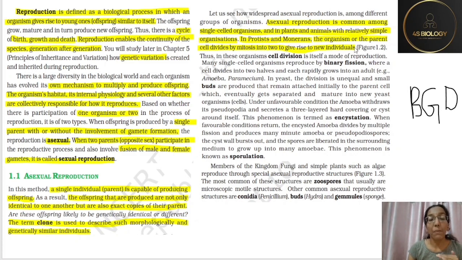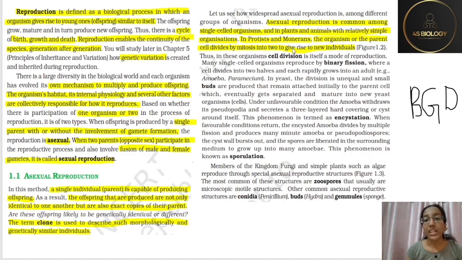ಇದರಲ್ಲಿ ಏನಾಗುತ್ತೆ ಅಂದರೆ the parent cell divides into two using mitosis. Mitosis ಅಂದ್ರೆ equational division. Meiosis ಅಂದ್ರೆ reduction division. ಇವಾಗ parent 2n ಇದ್ದು if mitosis ಆದರೆ ಏನಾಗುತ್ತೆ, offspring ಕೂಡ 2n ಇರುತ್ತೆ. Parent 2n ಇದ್ದು meiosis ಆದರೆ offspring will be n. So meiosis is reduction and mitosis is equational division.